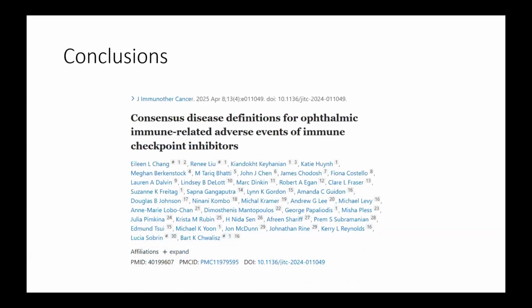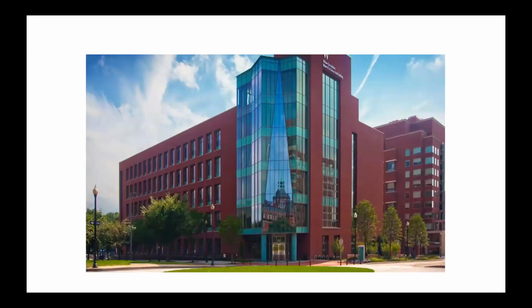Furthermore, I direct you to read this really informative paper by Dr. Sobrin and colleagues, and I was so pleased to be part of it, where we talk about the definitions for ophthalmic immune-related adverse events. We all have to get on the same page that none of these adverse events are going away, and there's only more drugs in the pipeline. So we have to standardize our nomenclature to be able to have the discussion and treat our patients the best that we can. Thank you.